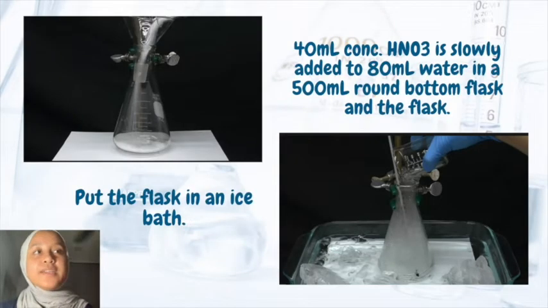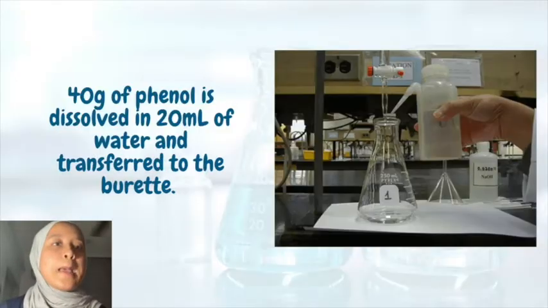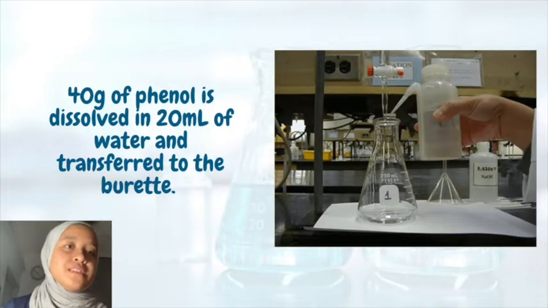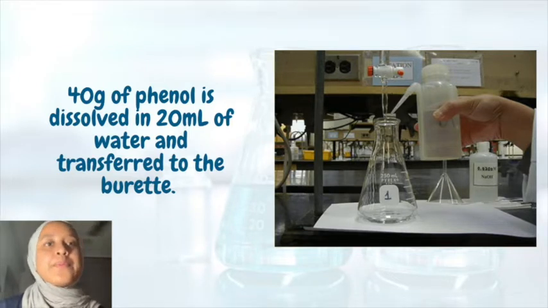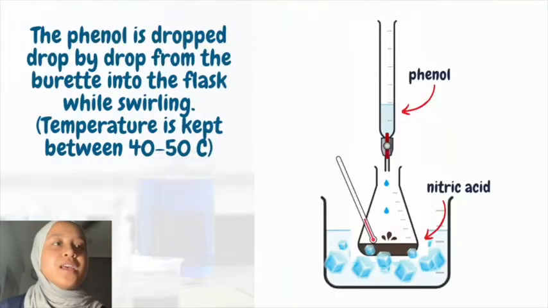The first step is to dilute 40 ml of concentrated nitric acid in 80 ml water in a conical flask. Meanwhile, 40 grams of phenol is dissolved in 20 ml of water. The phenol is then transferred into a burette. The burette is placed on top of the flask. A thermometer is also added to the system to keep an eye on the temperature.